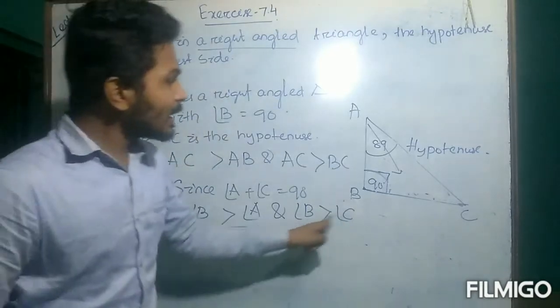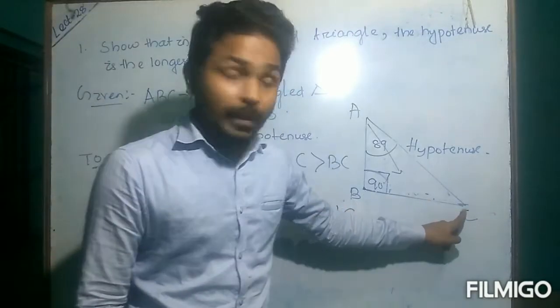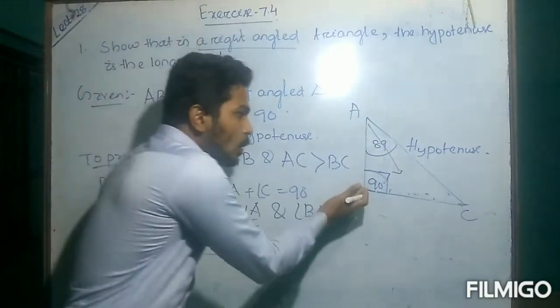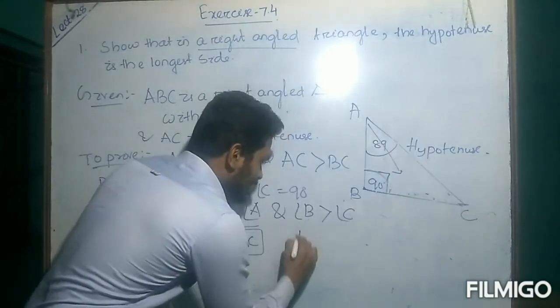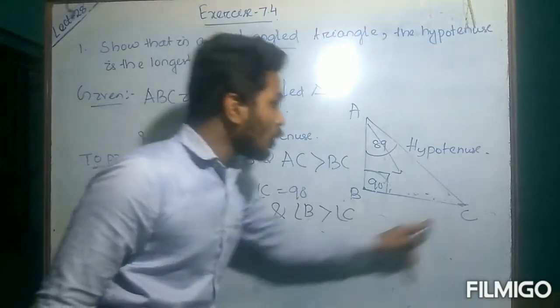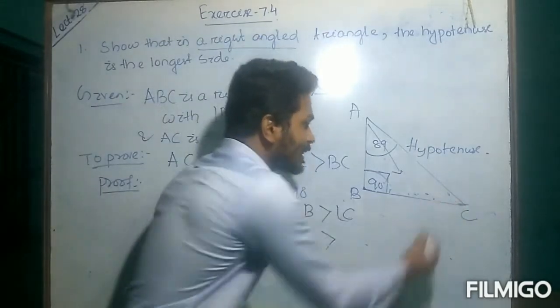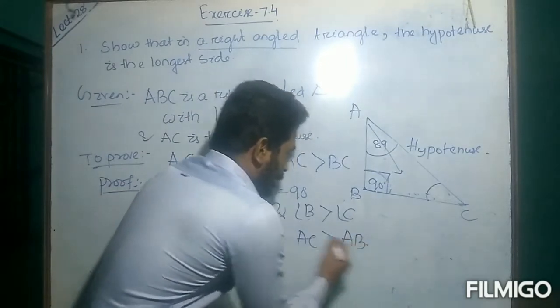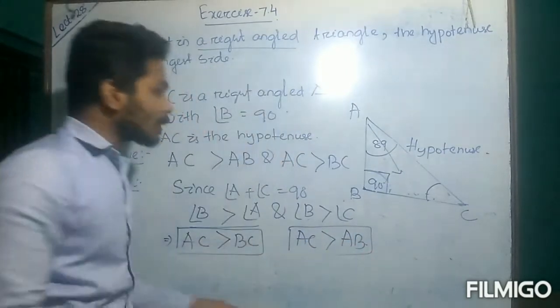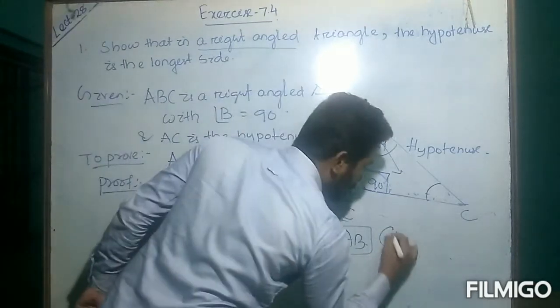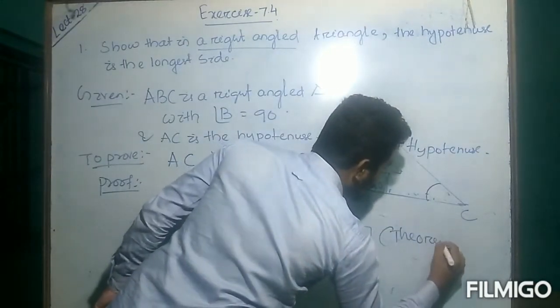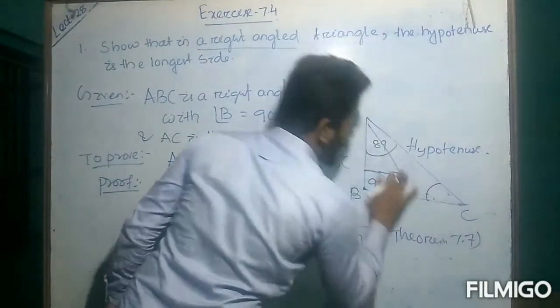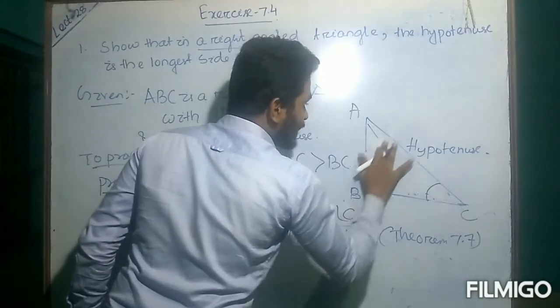Similarly, here we get angle B is greater than angle C. So according to theorem 7.7, the opposite side of angle B, that is AC, is greater than the opposite side of the smaller angle, that is angle C. That means AB. Understood? So these are the two conclusions that we can draw from theorem number 7.7. It is clear now?